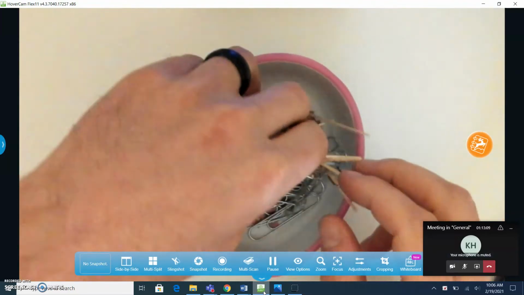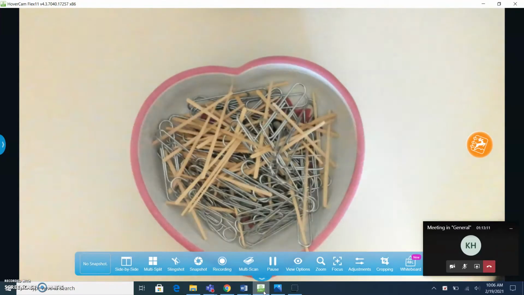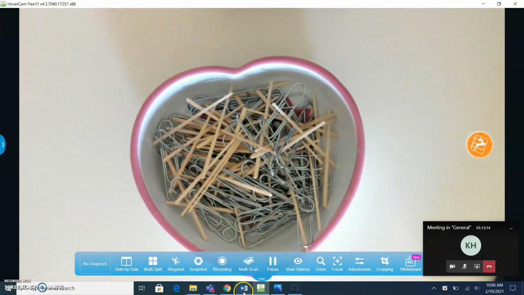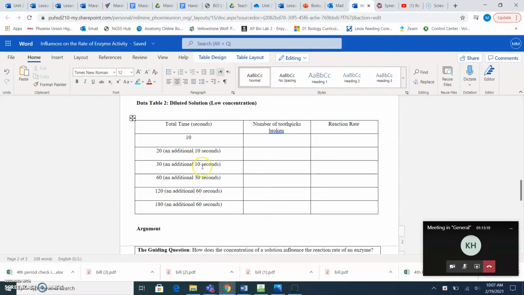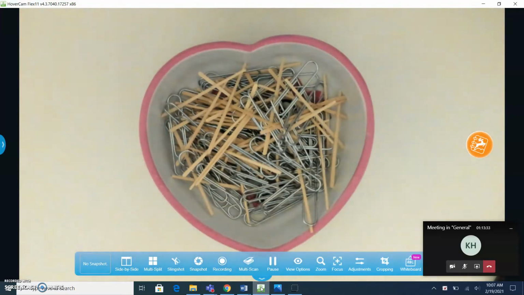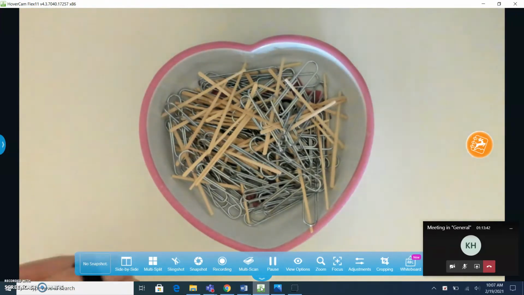What do we think the rate of the reaction will do over the course of our time trial? Keep in mind, we're doing 10 seconds, 10 seconds, 10 seconds, then a 30, a 60, and a 60. You'll need to record the number of toothpicks broken, and then calculate your reaction rate. So let's get to work. Same thing as before, eyes closed. My enzyme is my fingers, and I can only break one toothpick at a time. So, let's get going.